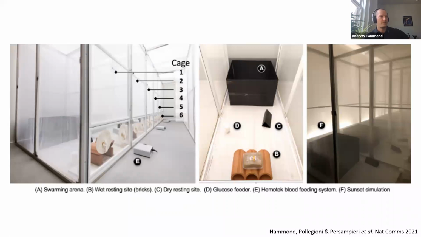And here I've just got a picture of what that looks like. So we have these 6 different cages. We have little areas for the mosquitoes to rest. And we have a simulation that tries to get across the sunset and the sunrise. And that actually manages to get the mosquitoes to engage in swarming behavior, which is something that you can't do in a small cage setting.